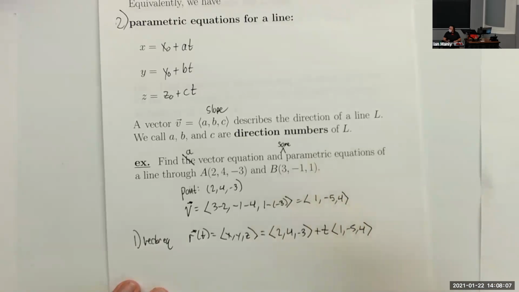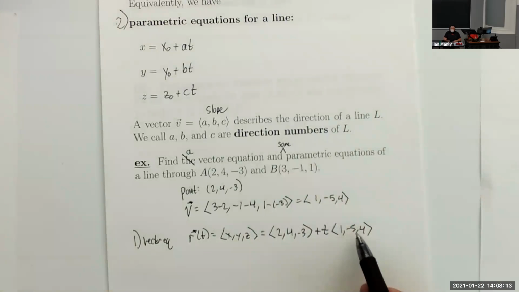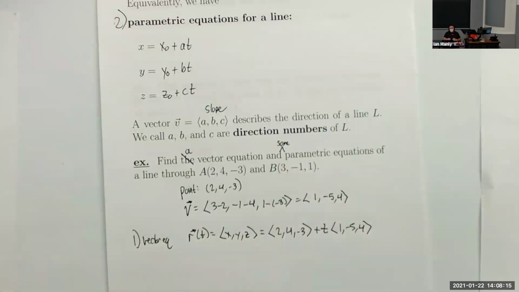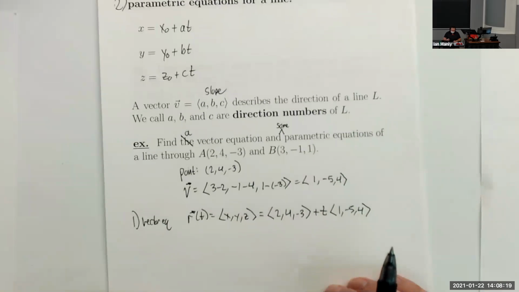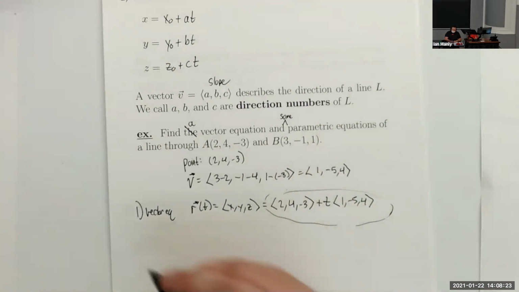We have a question in the chat. We could also do A minus B, right? Absolutely. Yeah, we could have done this the other way around. We would have had the negative of these numbers, but that also would have been a valid equation for this line as well. So yeah, that's totally fine. All right, so here we go. So we have a nice vector equation for our line.